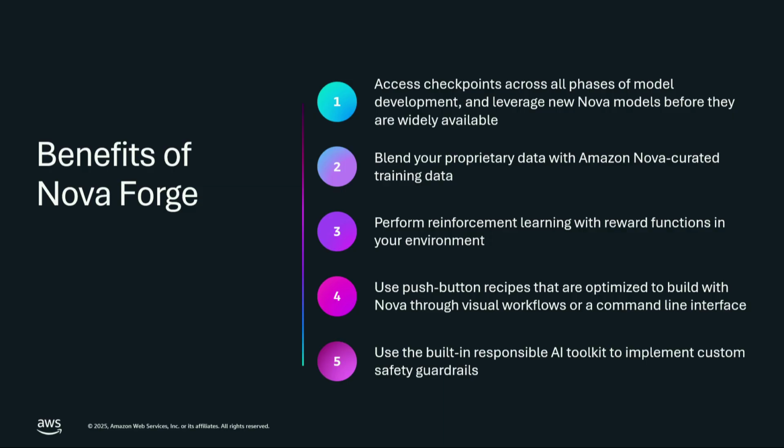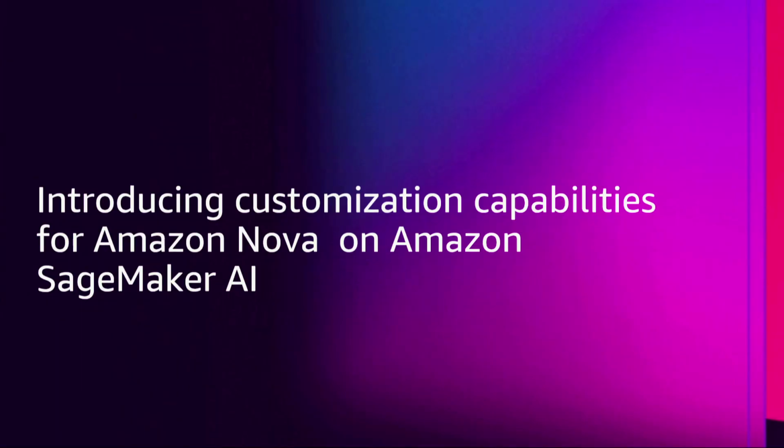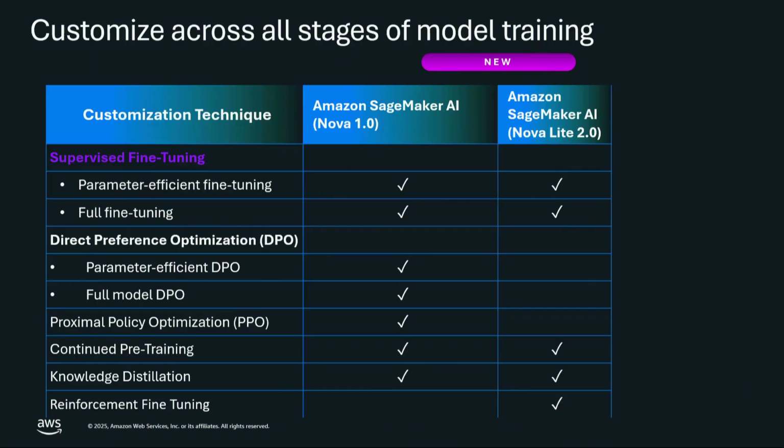So you get pre-baked recipes with the most optimal values for multiple hyperparameters that you can use. And then lastly, you also get a responsible AI toolkit, so that if you have a security use case or a content moderation use case, you can utilize, modify, or customize the responsible AI layer of Nova as well. So yeah, that's pretty much the launches.